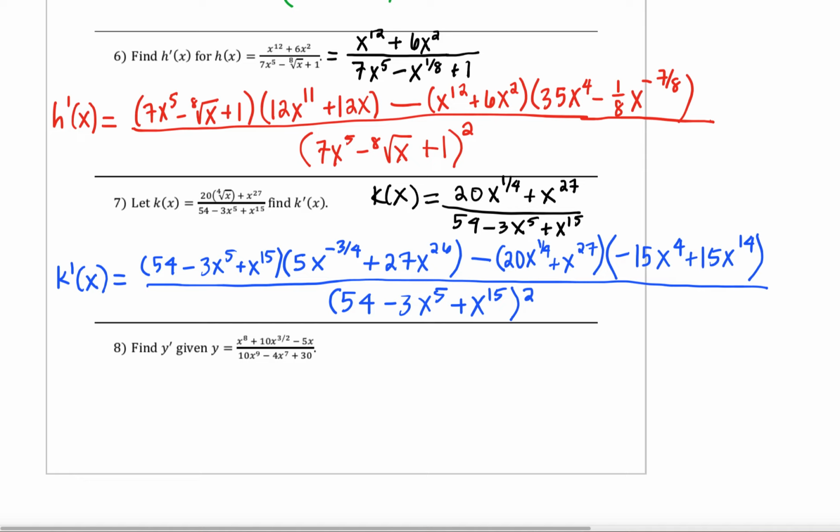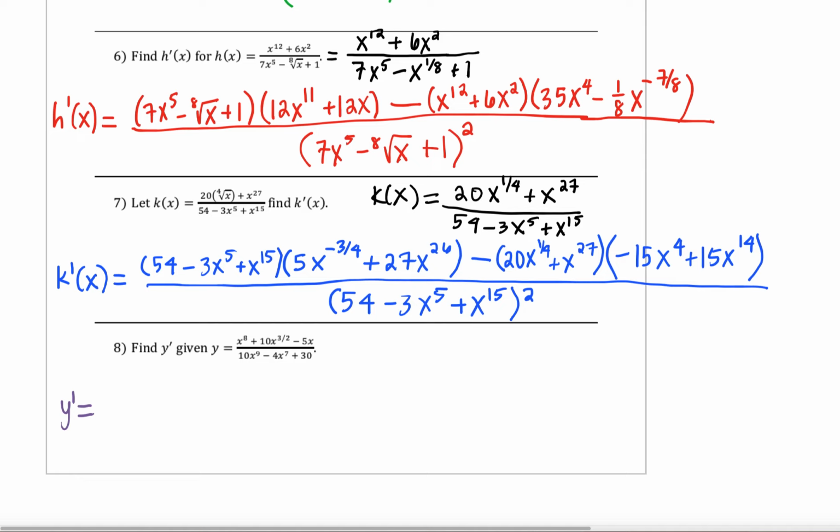Okay, let's look at our last example. We want to find y prime for the function y equals x to the 8th plus 10x to the 3/2 minus 5x all over 10x to the 9th minus 4x to the 7th plus 30. Why don't you guys pause the video here and find this derivative on your own first, and then we'll check it together. Okay, to check our derivative here, I'm going to use the notation y prime since that's what was provided for me in the problem to represent our derivative.